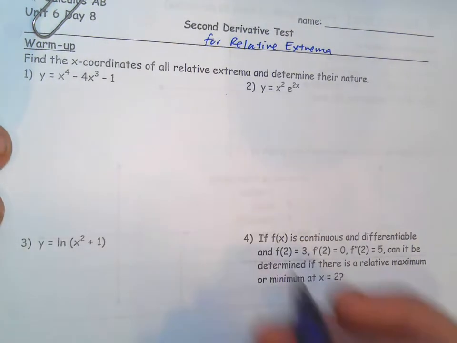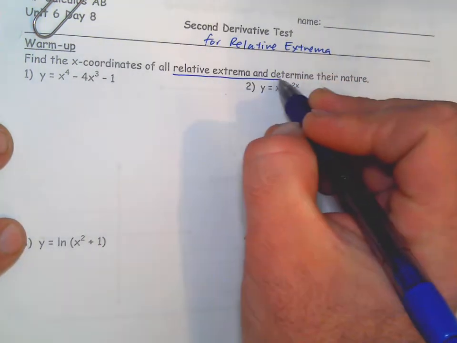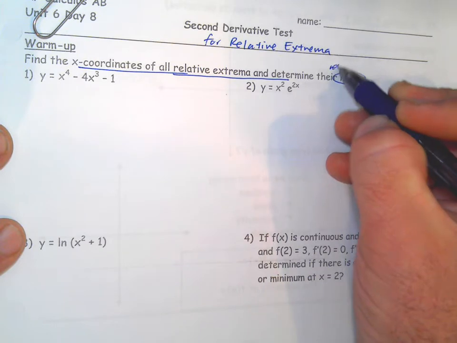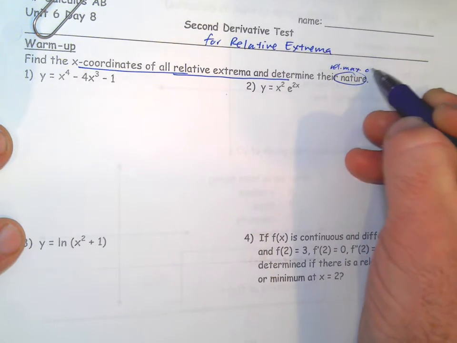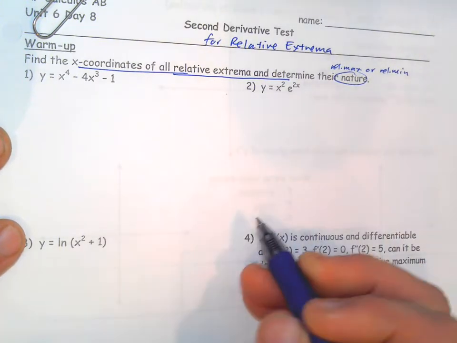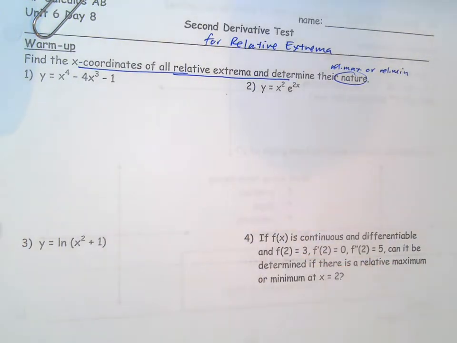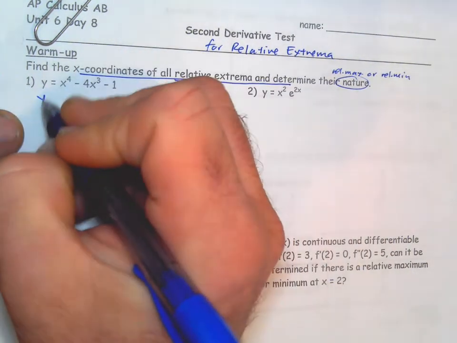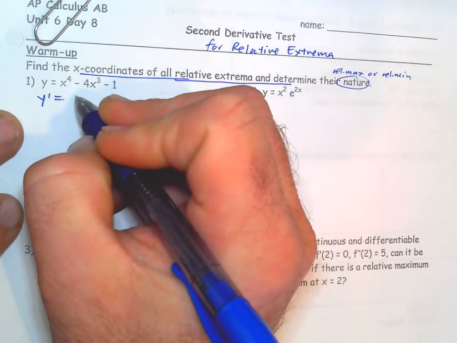Okay, assuming that you've tried them, we'll look for relative extrema and determine x coordinates and determine their nature, meaning is it a relative max or is it a relative min? Because if I just want relative extrema, you could just tell me where they're all at, more in general. So our best strategy so far has been to do a line check.